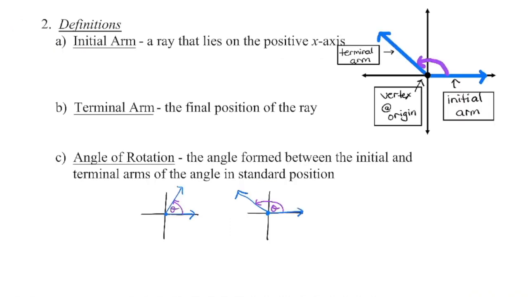To be an angle in standard position, we want to make sure that the vertex lies at the origin. The initial arm of the angle is the one that lies on the positive x-axis. So this is my initial arm. The terminal arm, so think this is where we end up, we're terminating here, that is the final position that we end up in. And again, that angle of rotation is how far we've rotated counterclockwise.